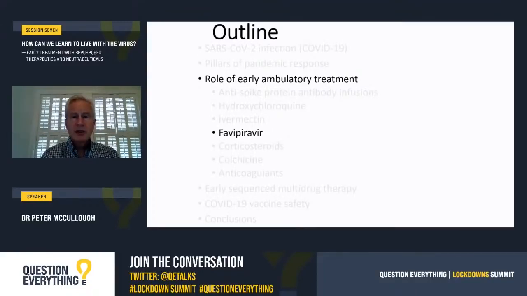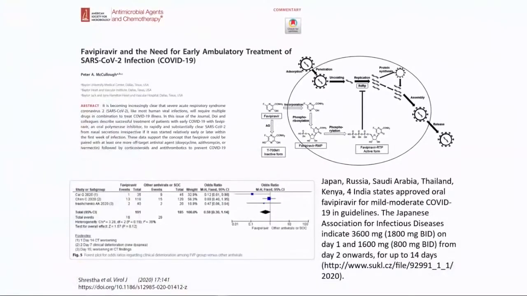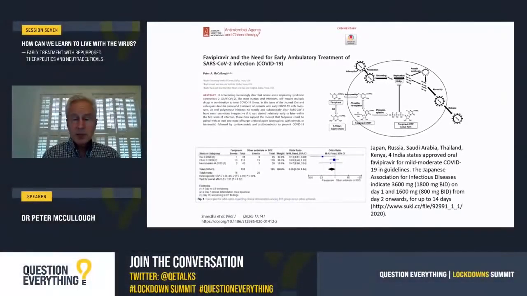Favipiravir. Favipiravir is like oral remdesivir. Next slide. And favipiravir inhibits the effect of a polymerase that the virus uses. But it takes a while for the virus to set up shop and then start using this RNA-dependent polymerase. And for that reason, favipiravir, just like remdesivir, is slow to work. But it's a Japanese product. It's approved in 5 countries, including Japan, Russia, Saudi Arabia, Thailand, and Kenya. It's used in 4 states in India. And it can be assistive. As the data suggest here, it's mildly effective. I think it's really kind of a distant second to ivermectin and hydroxychloroquine, but it is an oral drug and it's safe. Next slide.